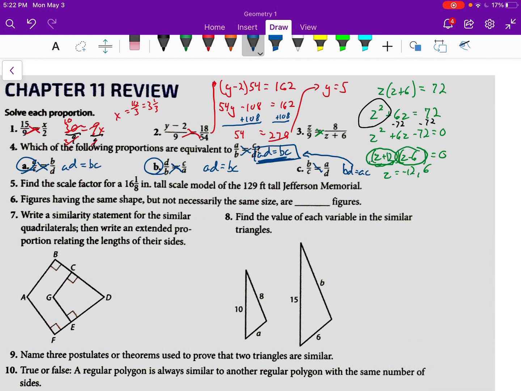All right, number 5, find the scale factor for a 16 1/8 inch tall scale model of the 129-foot tall Jefferson Memorial. Well, in order to do this, it might be helpful to have things all in inches. So this first one is 16 1/8 inches, and 129 feet in inches, we would need to multiply 129 times 12. 129 times 12 is 1,548.